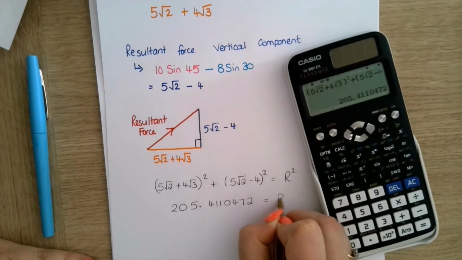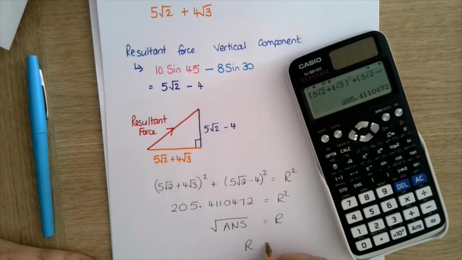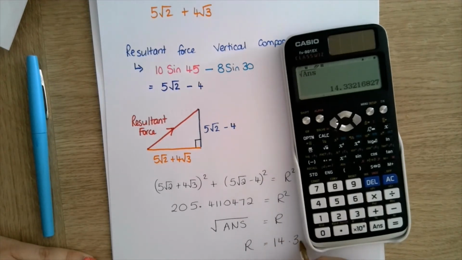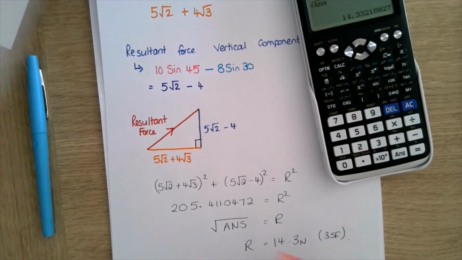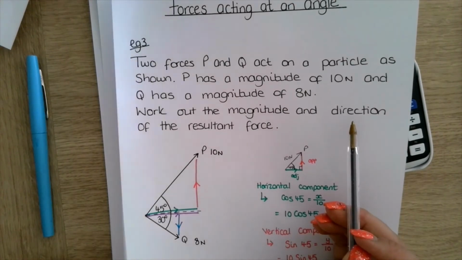205.4110472 is R squared. The square root of that answer is going to get me my resultant force, so my resultant force is the square root of that, which is 14.3 newtons to 3 significant figures. Okay, I need to find the direction. The question asked me to find the magnitude, which is what I've done, and to also find the direction of the resultant force.